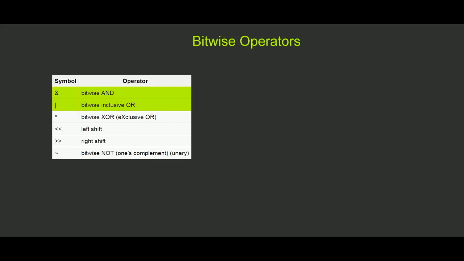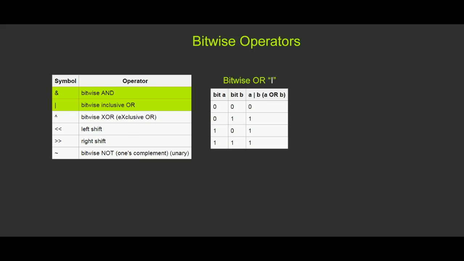The first operator we want to look at is the OR operator, and the calculation table looks something like this. So usually bitwise operators work on 2 bits. So here we have bit A and bit B. Each bit can only be 0 or 1, so there's a limited number of operations that can take place.